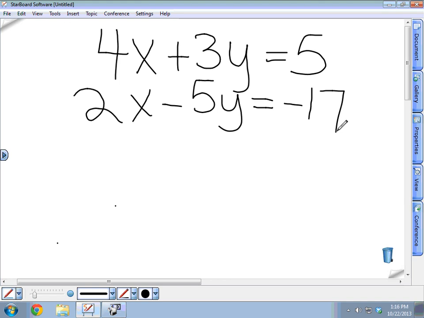And if there's an ordered pair, an x value and a y value, that will make both of those equations a true statement, then we call that ordered pair, x, y, the solution of the system of equations. Okay? So if there is an ordered pair that will satisfy both equations, then that ordered pair is the solution of the system of equations.